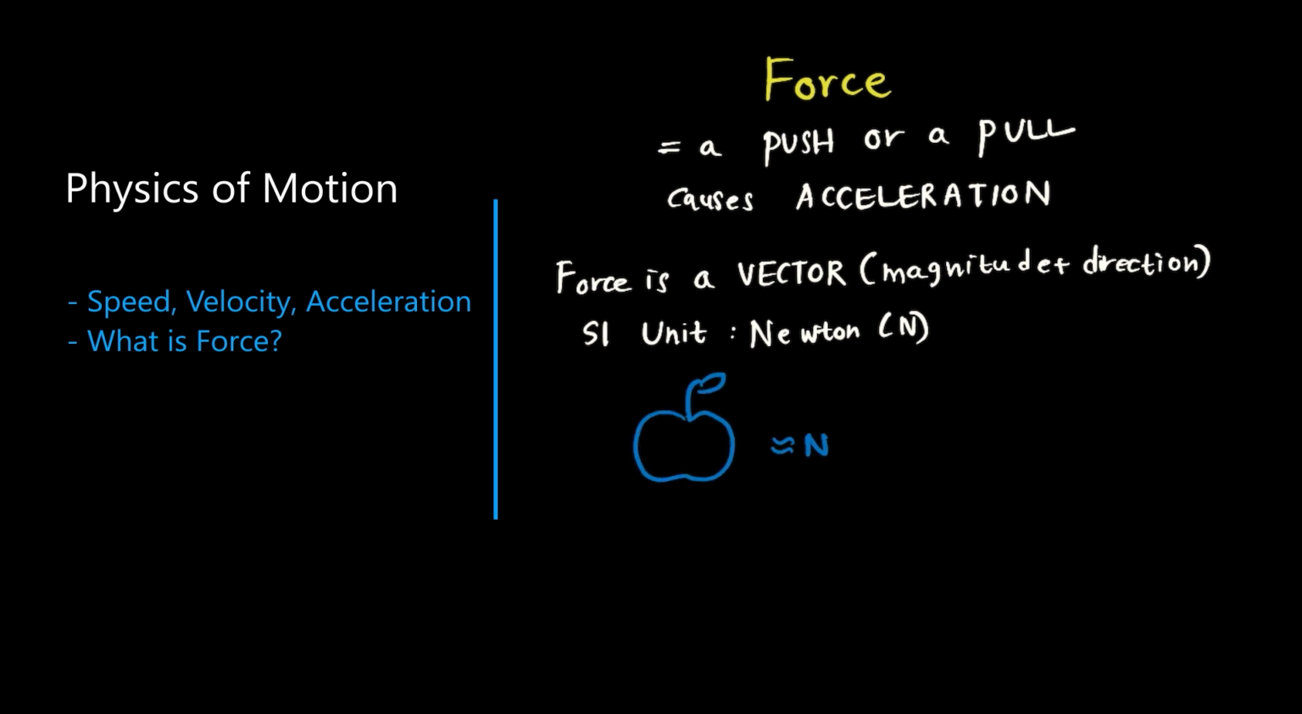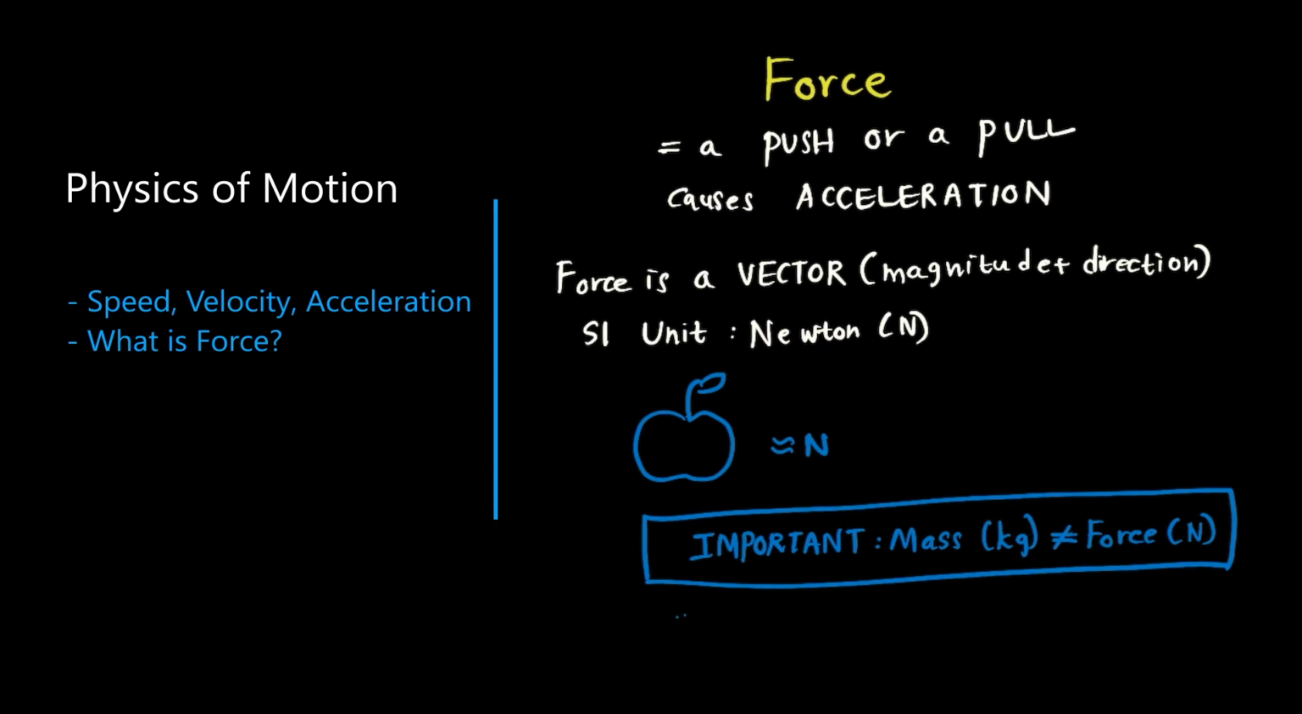In the US, we often use pounds for force, but the SI unit of force is the Newton, abbreviated N. 1 Newton is about the weight of a small apple. It's also important to remember the difference between mass and force. Kilograms are a unit of mass, while newtons are a unit of force. Your mass doesn't change, but the force you exert can.